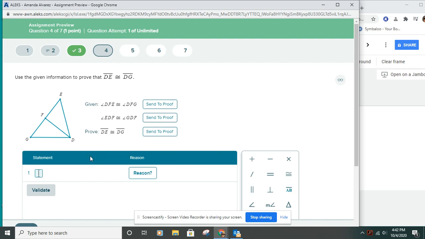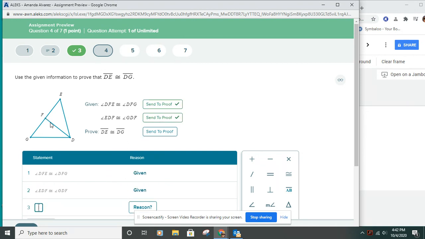All right, here's another proof. On these ones, you have to click send to proof. So I'll go ahead and show this again, just in case if you need help. It's given that angle DFE right here is congruent to DFG. It's very similar to that last one, but it was saying on the last one right angles, but it's saying that they're congruent. And then EDF and GDF. Again, very similar. So just click send to proof.